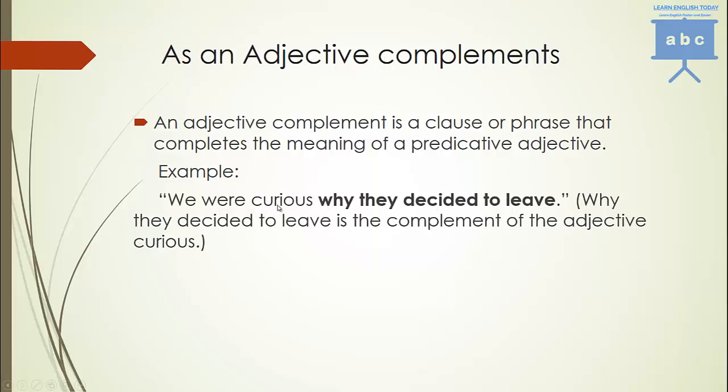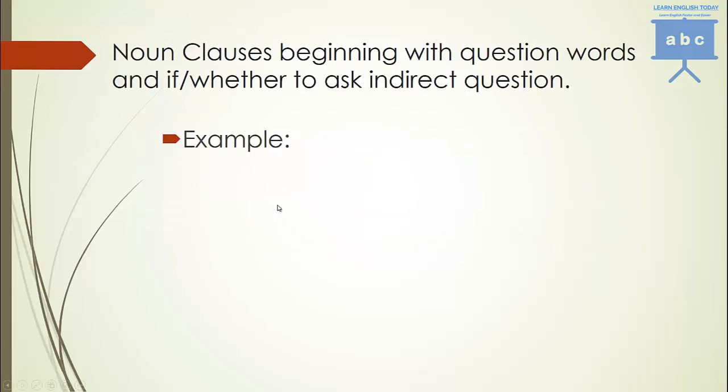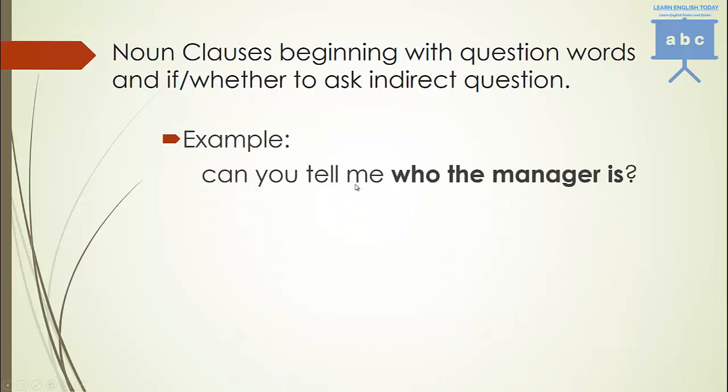Okay, next, noun clauses beginning with question words and "if" and "whether" are used to ask indirect questions. Mostly we use a noun clause for indirect questions. Look at this example: "Can you tell me who the manager is?" "Who the manager is" is a noun clause. Understood? And the type of this question is an indirect question.